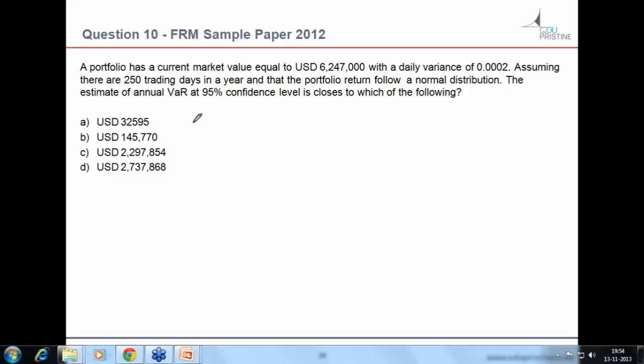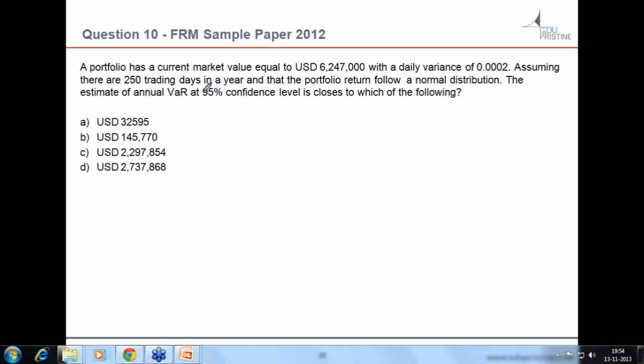The portfolio has a current market value of 62,47,000 with a daily variance of 0.0002. Assuming there are 250 trading days in a year and the portfolio return follows a normal distribution, the estimate of annual VAR at 95% confidence level is closest to. You have to estimate the annual VAR.